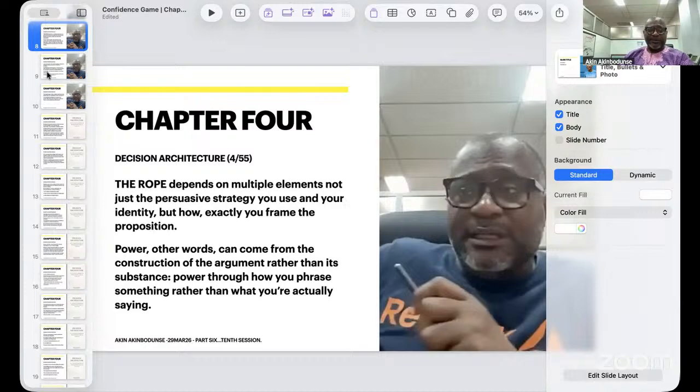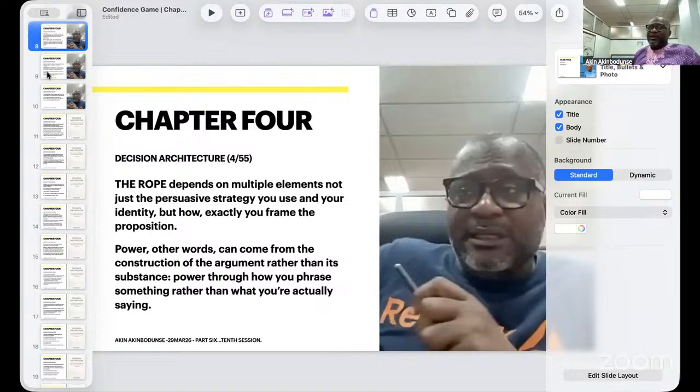So power can come from the construction of the argument rather than its substance, right? It might have no substance in itself, but just the way it is constructed. And we'll see that in statesmen when they talk. We've seen Hitler talk and the emotion he arouses in the people, and other respected statesmen, the way they talk.